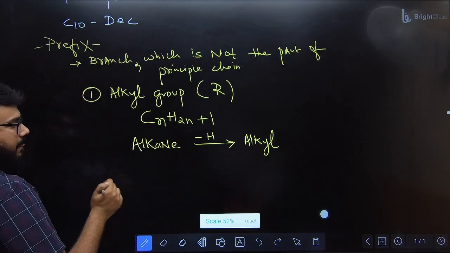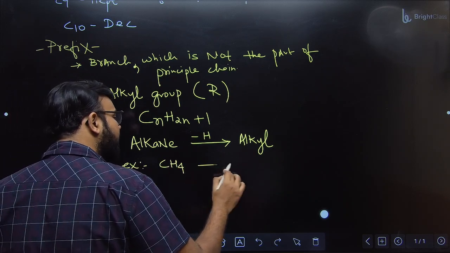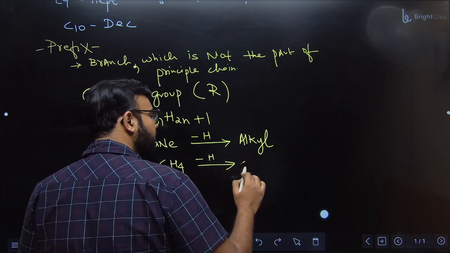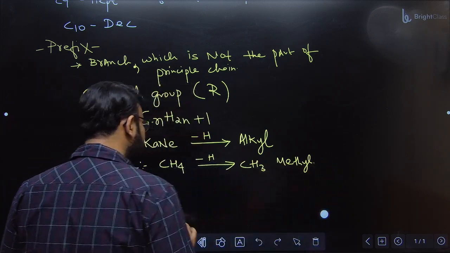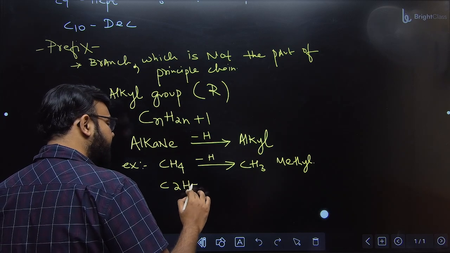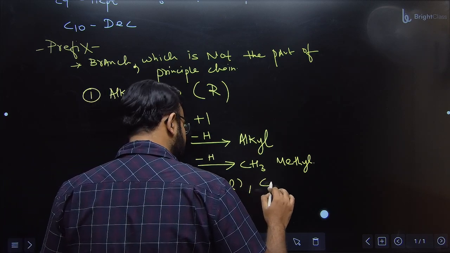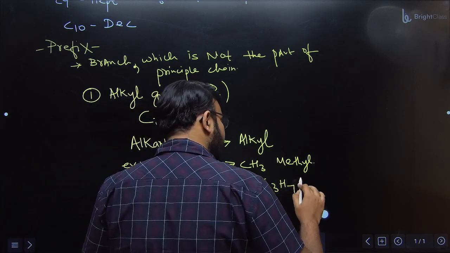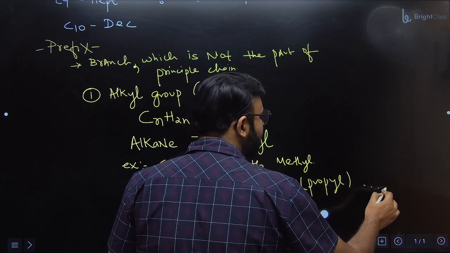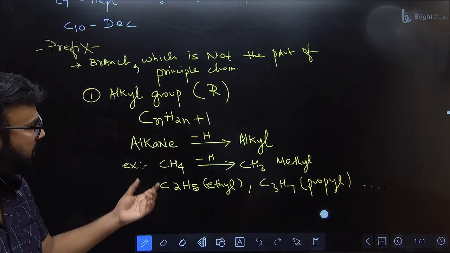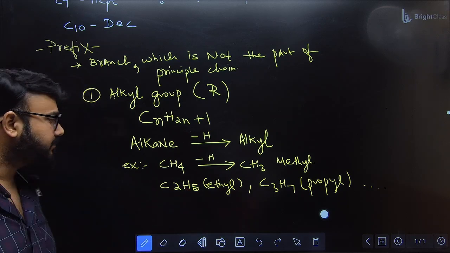I'll give you an example. From methane, if you remove one hydrogen, what will it become? CH3, it's called methyl. And similarly, C2H5 is ethyl. Similarly, C3H7 is propyl. Propyl, butyl, and so on. Did you all understand what alkyl is? Tell me, everyone.